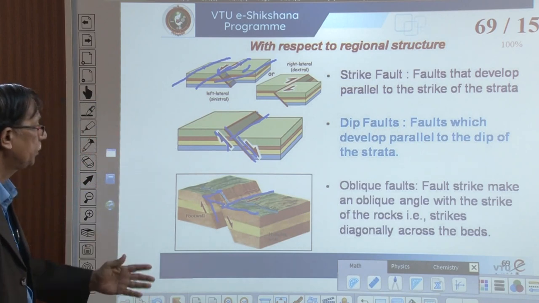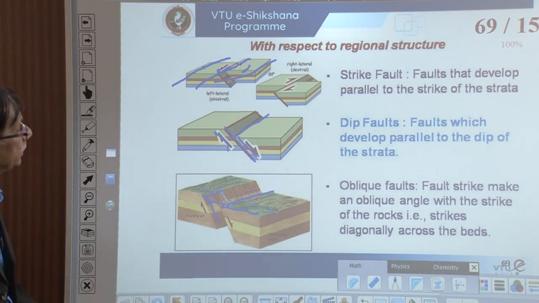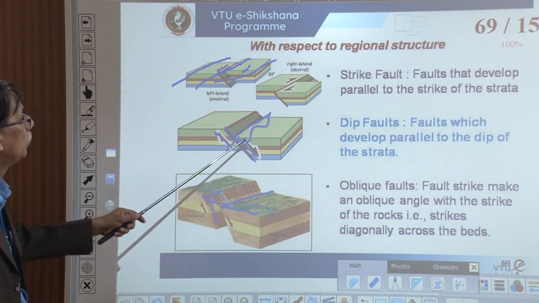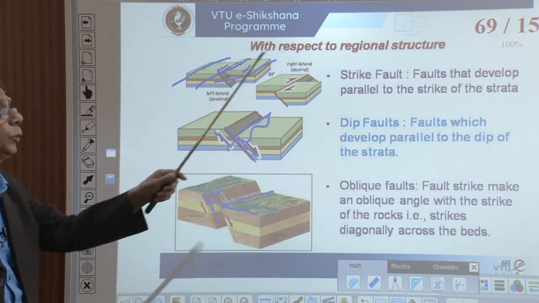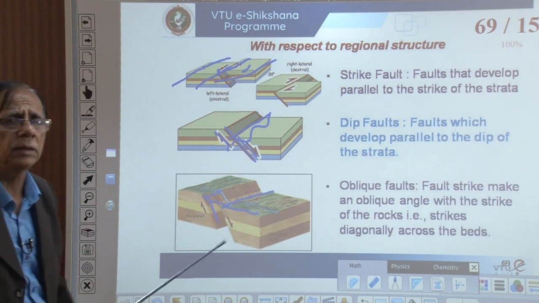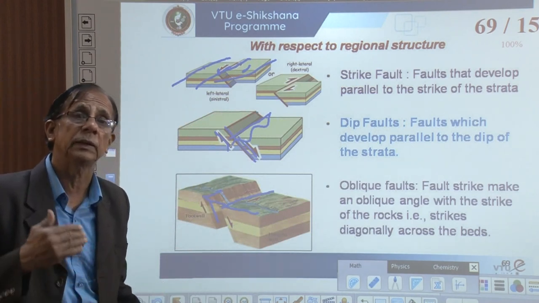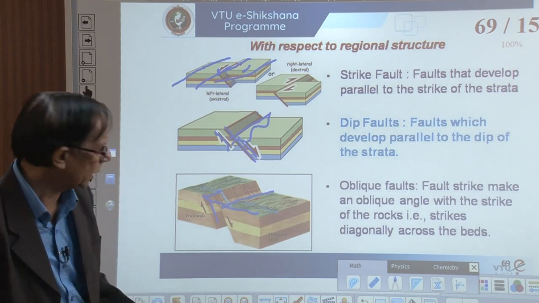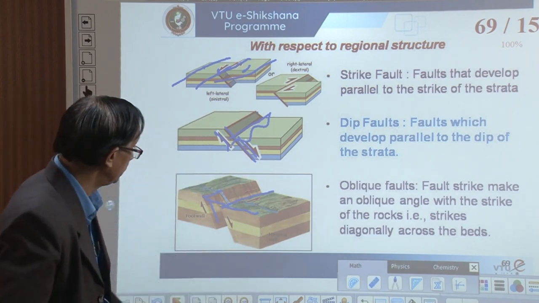There are different types of faults. They are classified based on the relation of the fault plane and movement with respect to the local structure. It is easy for engineers to understand this, especially at a site like a tunnel project, dam project, etc.